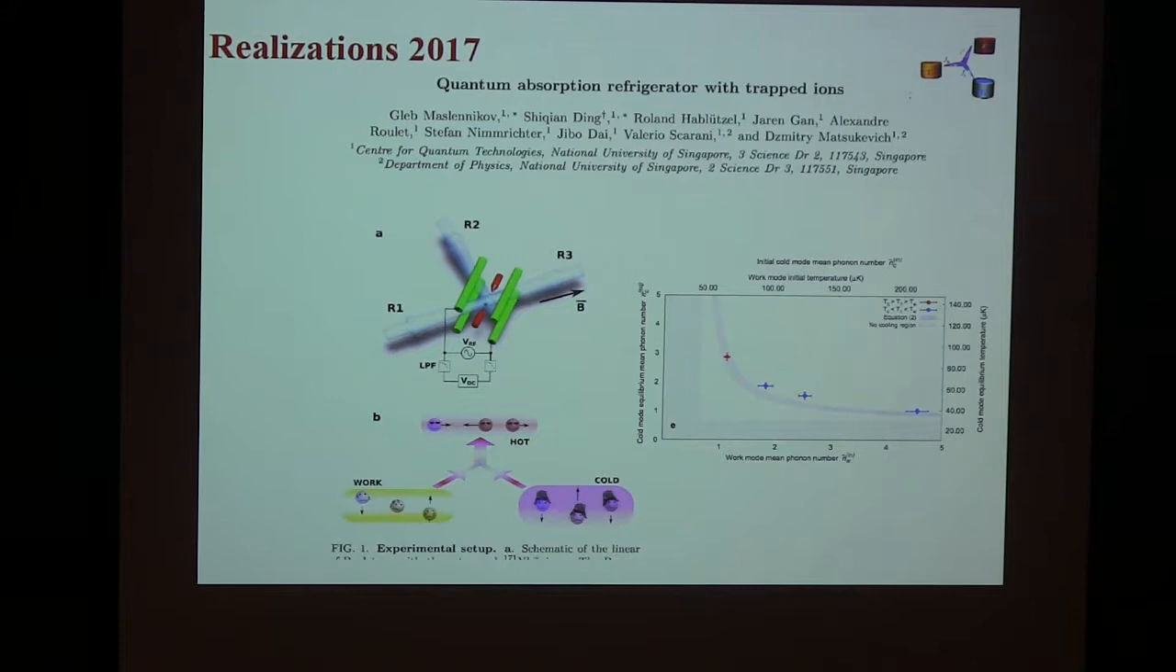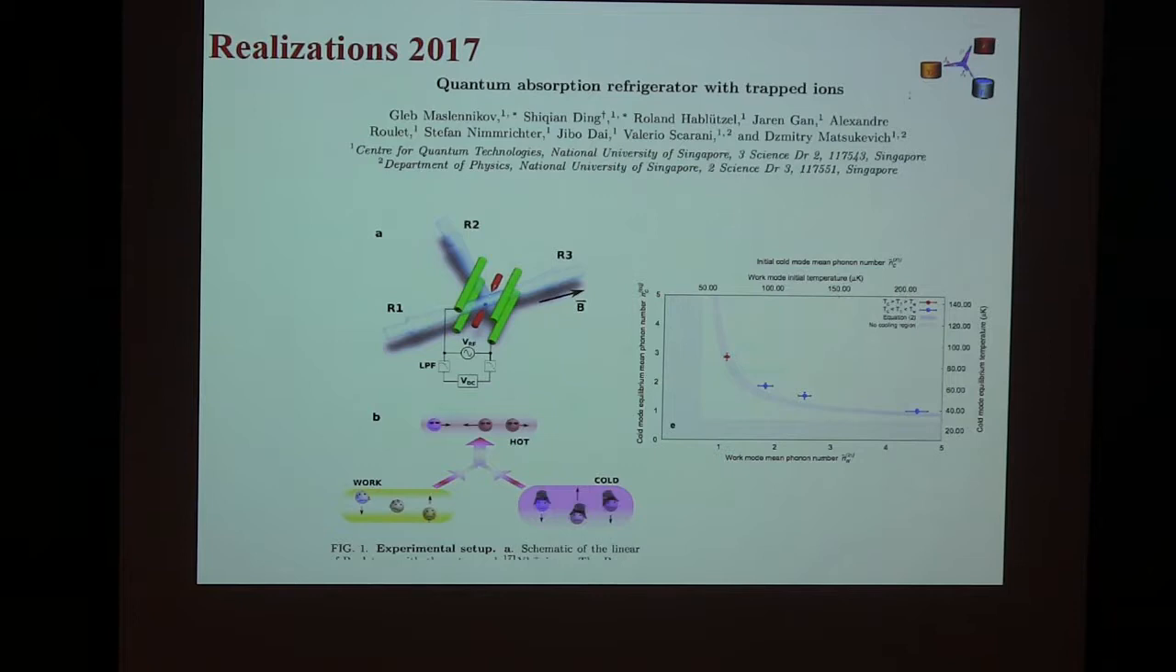And what they do, they have a work reservoir, they draw differently than I do, so the direction is like that, and they cool the cold bath. And this is what you see in the experiment, that the cold bath cools down and reaches, you can see, a steady state. So you could say how small a refrigerator can be. Here you can see you can miniaturize it to three ions in a trap.